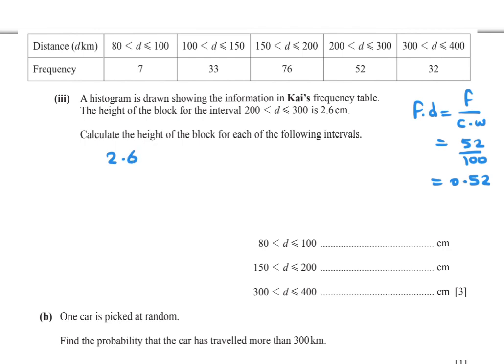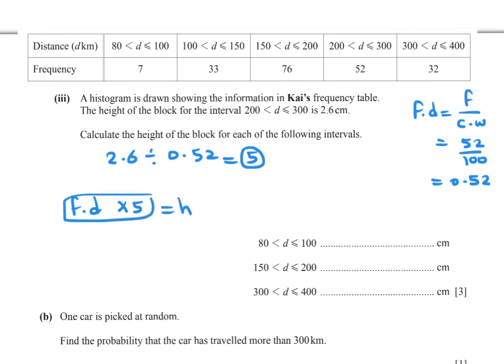2.6 divide 0.52 equals 5. So he found the frequency density, then multiplied by 5. Find the frequency density, then multiply by 5 to get 2.6. So do the same: find the frequency density, then multiply by 5 to find the height.